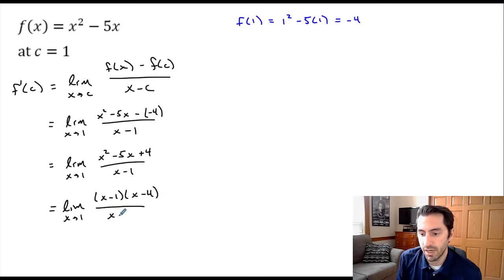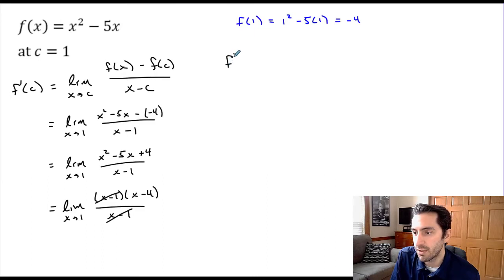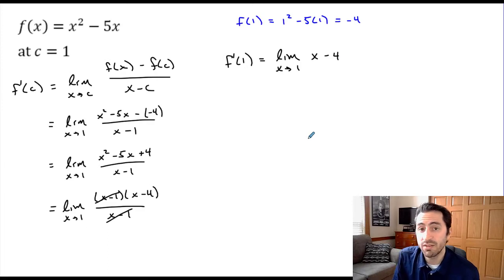And this is still over x minus 1. And now in this factored form, we can see that we have something that will simplify. So the x minus 1 and the x minus 1 will cancel out. And then what we're left with, so f prime of 1 is going to be equal to the limit as x approaches 1 of just x minus 4. And now in this simplified form, we can substitute in 1. So we end up with 1 minus 4. So our instantaneous rate of change, f prime of 1, is equal to negative 3.